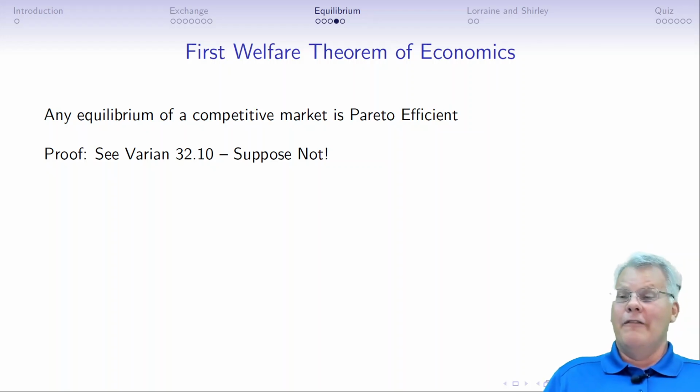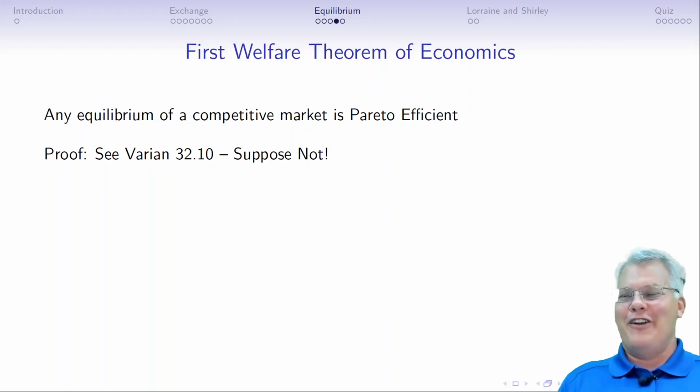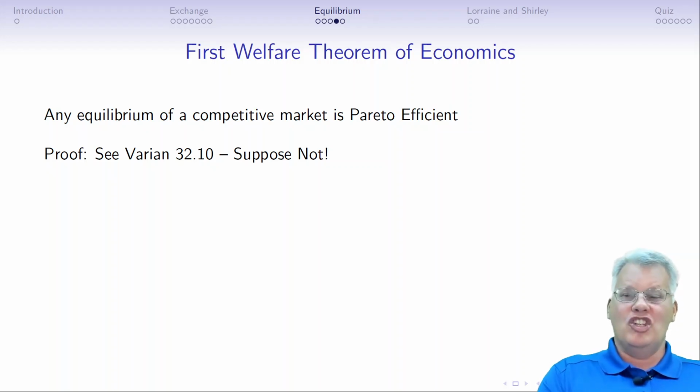So the proof of this, I will refer you to the textbook, to Varian chapter 32, section 10. And Varian does a classic Varian proof. Remember, we've talked as we've gone through the course that the classic Varian proof is to suppose not, right? So in section 10 he supposes that we have a market equilibrium that is not Pareto efficient. And then he does a proof by contradiction. If it's possible to make one consumer better off without making anyone else worse off, then this could not have been a competitive equilibrium to begin with, right?